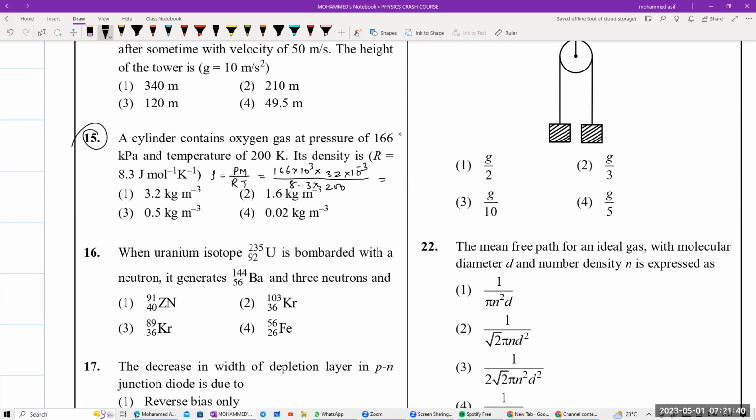Then question number 16. When uranium isotope 92 uranium 235 is bombarded with a neutron, it generates barium 56 144 and 3 neutrons. Okay, zinc है, krypton है, isn't it, 36 89, 109 and iron. जिसका इक्वेशन लिख लीजिए. यूरेनियम is bombarded with a neutron. तो इक्वेशन क्या बनेगा बेटा, इसका देख लीजिए. यूरेनियम मतलब 92 यूरेनियम 235 is bombarded with a neutron. Neutron मतलब 0 and 1.